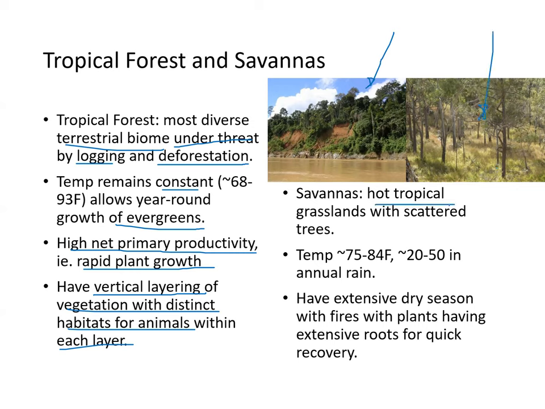Here's a savanna. It's a hot tropical grassland with scattered trees. Temperature is slightly below the tropics, and they get sufficient annual rain. And they tend to have an extensive dry season with fires, and the plants have extensive roots for quick recovery.